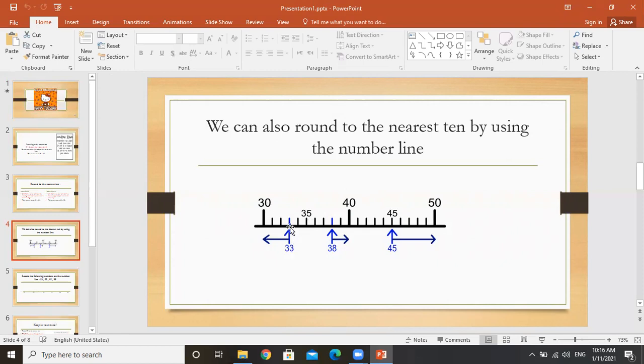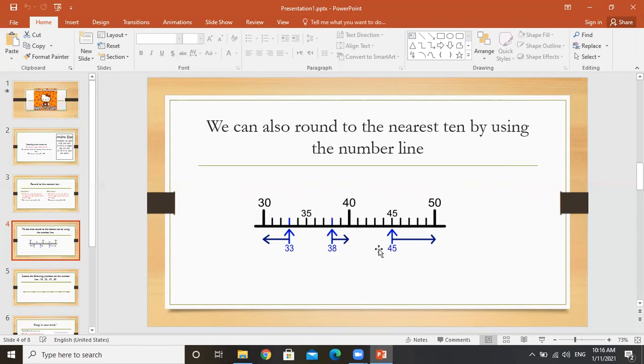So 33 should be located before 35. Here is 35, here 34. So here we should locate 33. And here we have 38. 8 is more than 5. This means that 38 should be located after 35, since the nearest 10 to 38 is 40. So here 35, 36, 37, 38.